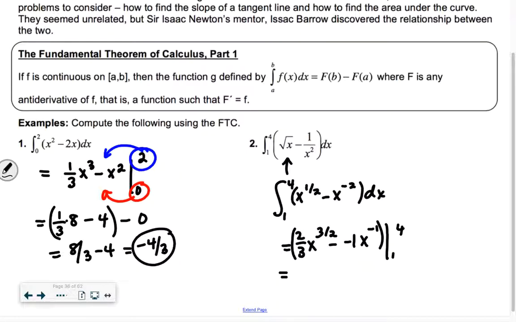So I plug in the 4. And hopefully you guys know how to do all of this without using a calculator. So you know how to do things like 4 to the 3 over 2, right? And 1 over x is x to the negative 1. So this would be 1 over 4 here. And then subtracting out, luckily I have a 1 for the next one, so it's just going to be 2/3 minus a negative 1, so plus 1.